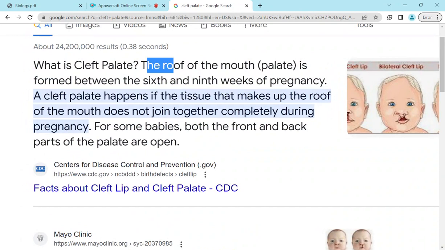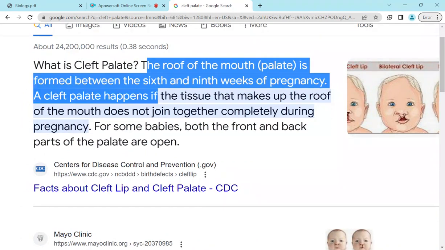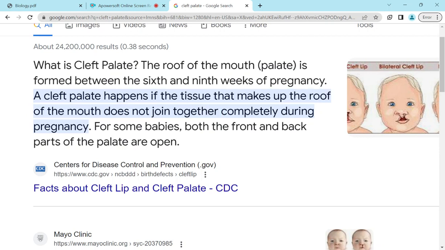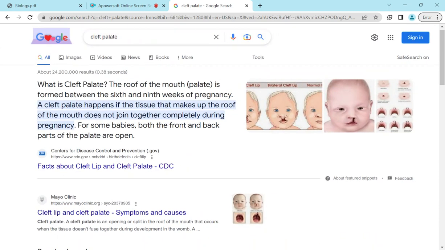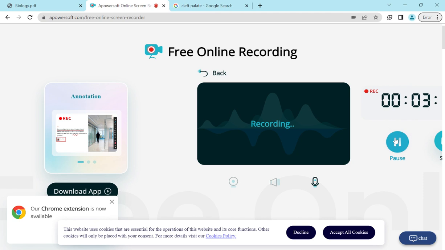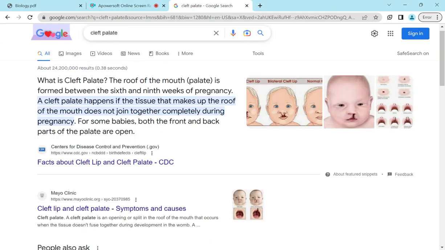So here they're saying the roof of the mouth, which is the palate, is formed between the sixth and the ninth weeks of pregnancy. A cleft palate happens if the tissue that makes up the roof of the mouth does not join together completely, or doesn't fuse together completely during pregnancy. For some babies, both the front and the back parts of the palate are open. So that's like a severe case. So, yeah, as I've said, this can further lead up to aspiration pneumonia when you're basically inhaling the food into your lungs. So, yeah. Now, moving on to osteoarthritis.